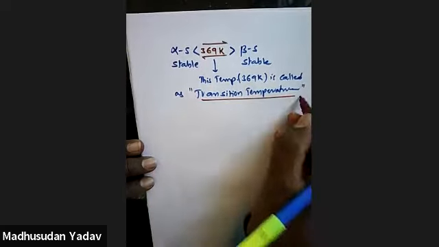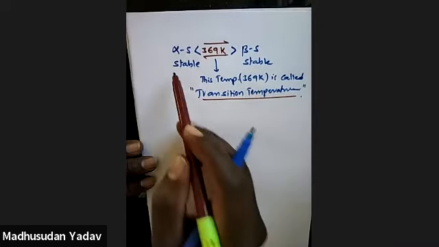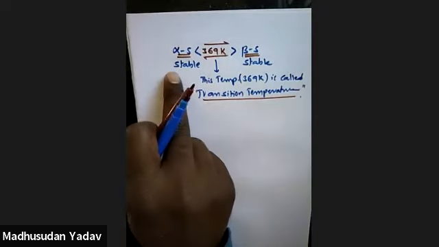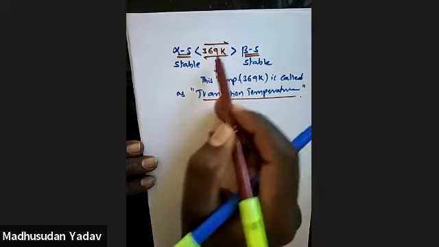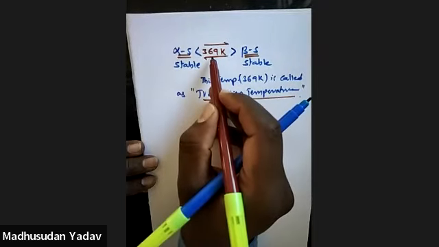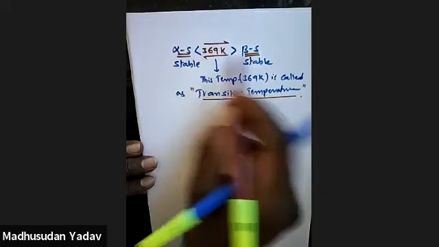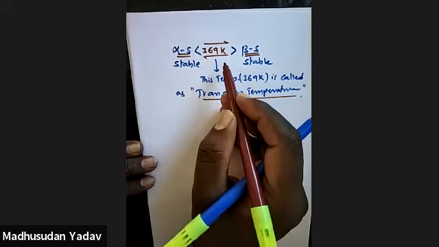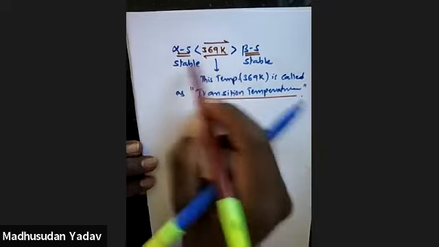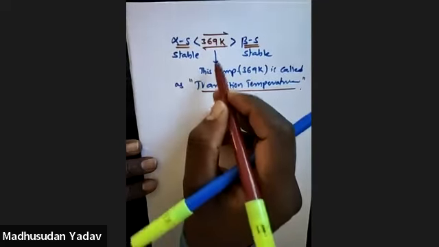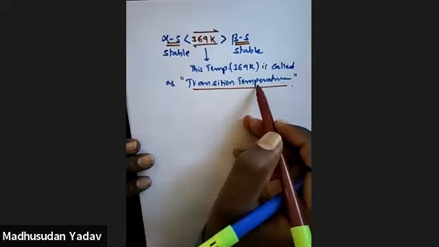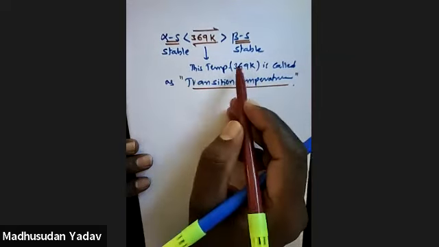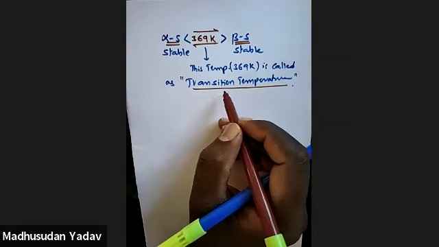Just keep this. So how the alpha form and beta form interchange at 369: if it is less than 369, the alpha form is more stable. Greater than 369, the beta form is more stable. At exactly 369, alpha and beta are in equilibrium with each other. They have the same concentrations. So exactly 369 kelvins is called the transition temperature. Why is it transition? Below and above this temperature, a different sulfur you are going to get. That's why it is a transition point.